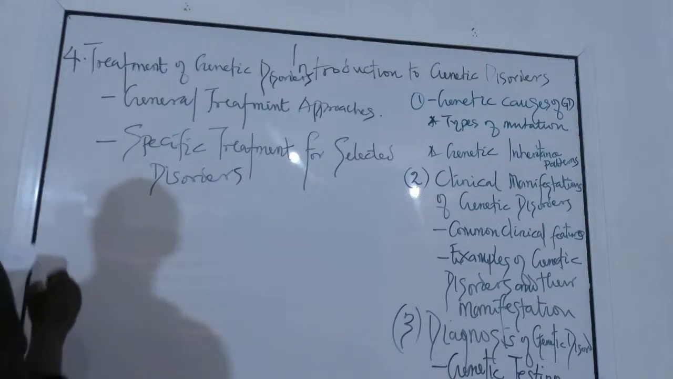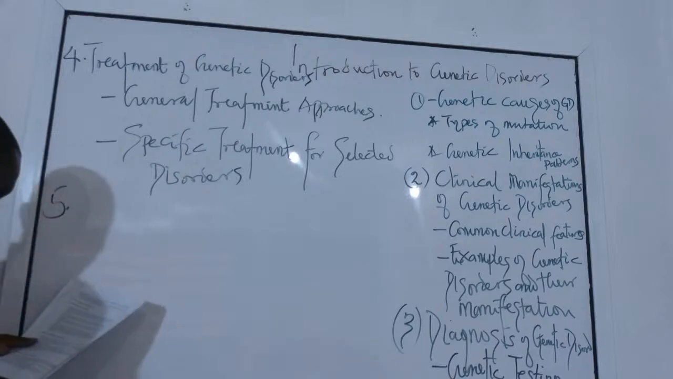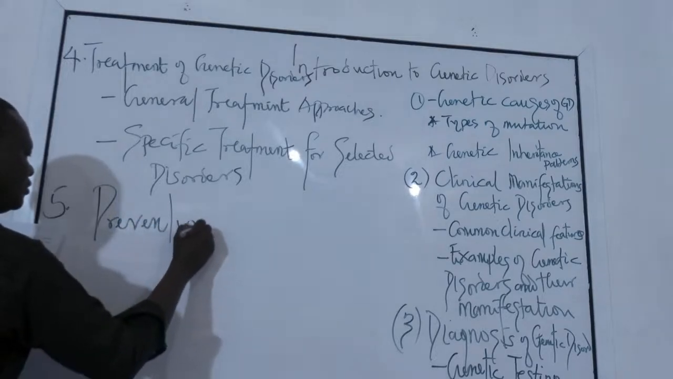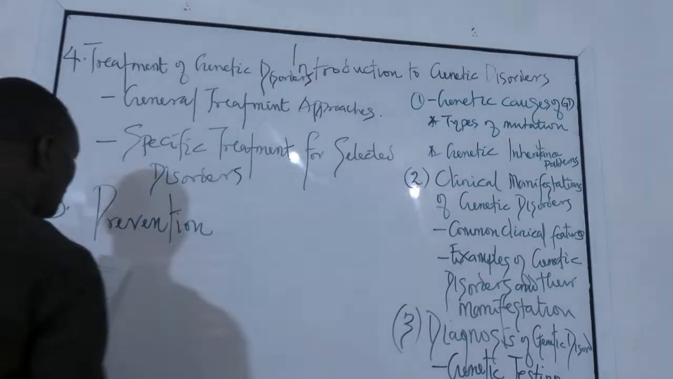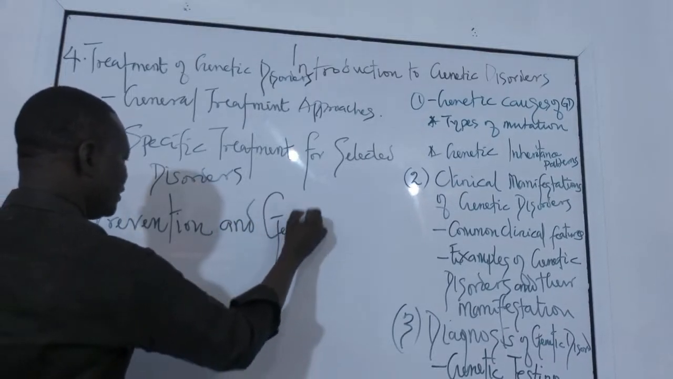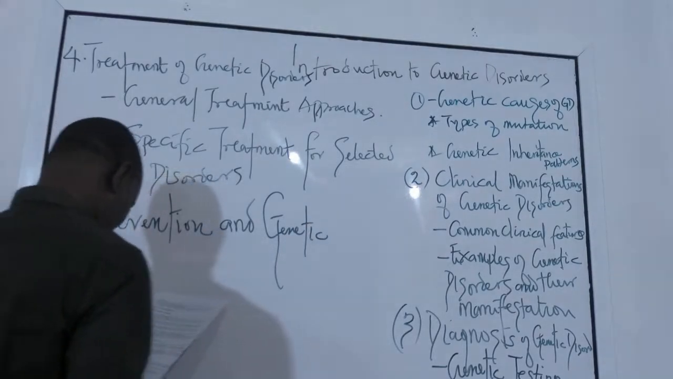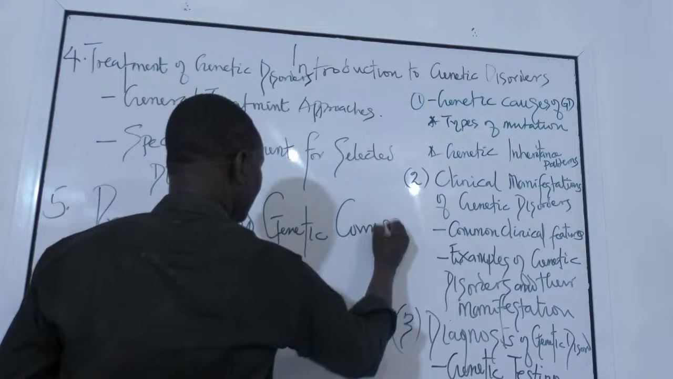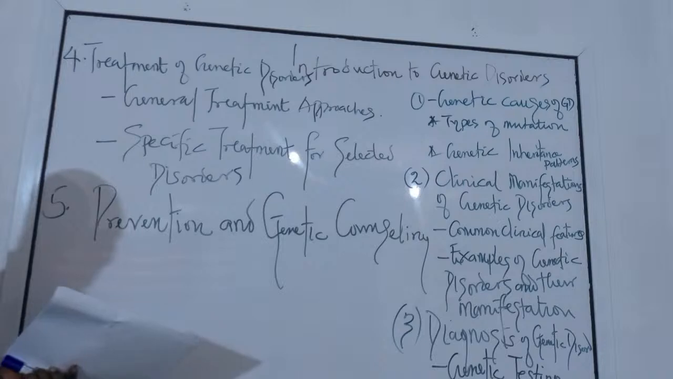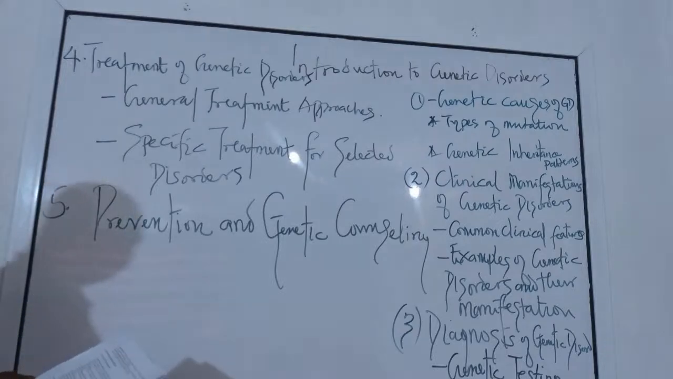Then we now cap it all with the fifth point, which is going to be prevention, and the role played by genetic counseling. Genetic what? Counseling. Okay, so you can see that we have a very long way to go, because we are going to treat this topic under 5 broad subtopics.